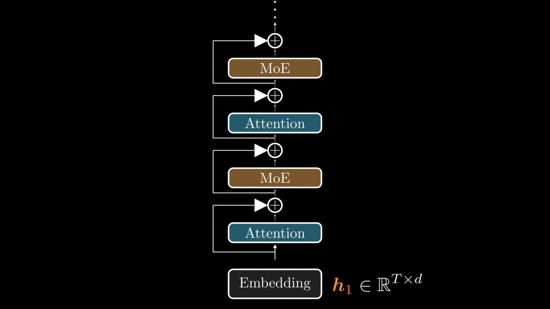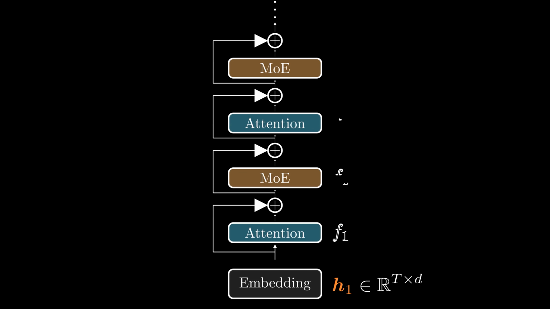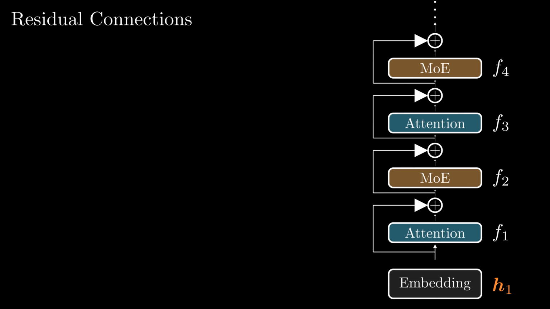The input token embedding has size t by d, where t is the sequence length and d is the embedding dimension. We label these layers as F1, F2, and so on. So with residual connections, we compute the input to the second layer, H2, by adding the input to the first layer, H1, and the output of the first layer, F1 of H1. The skip connection carries the original input forward unchanged.